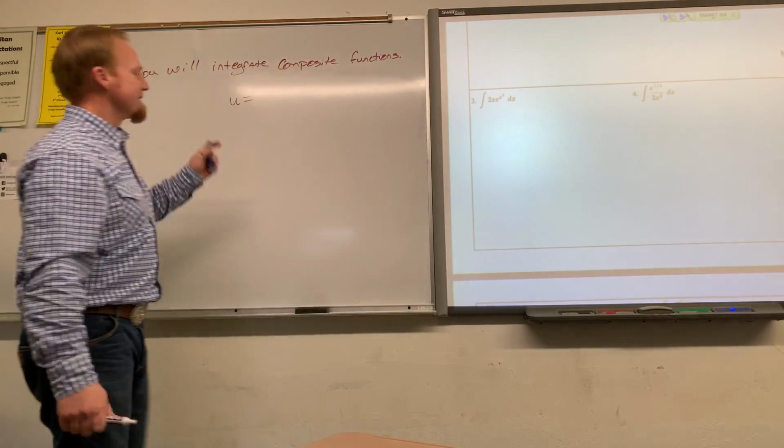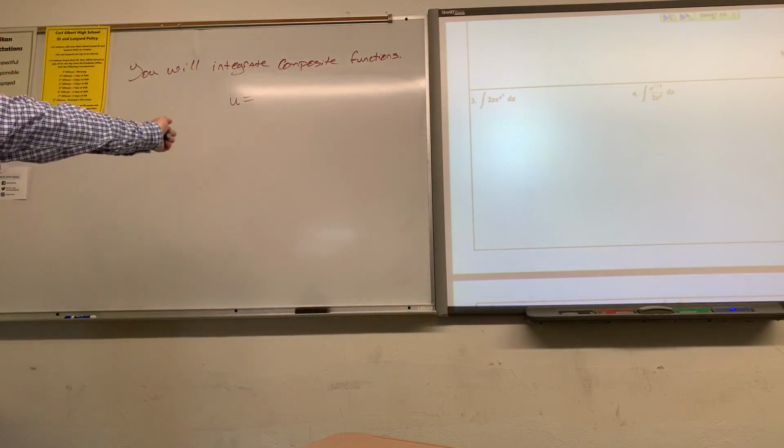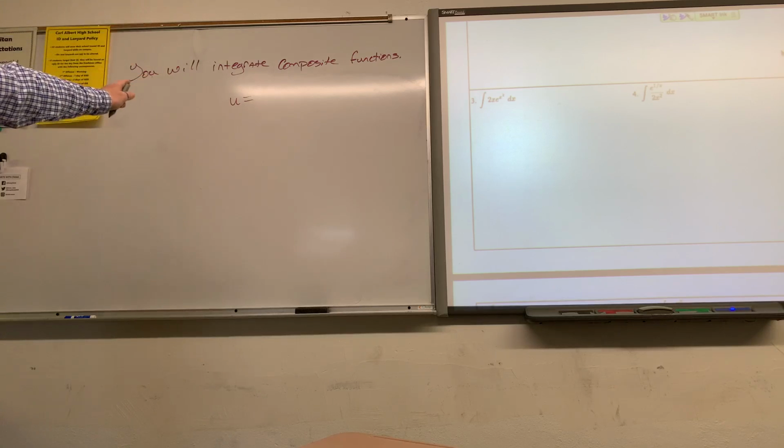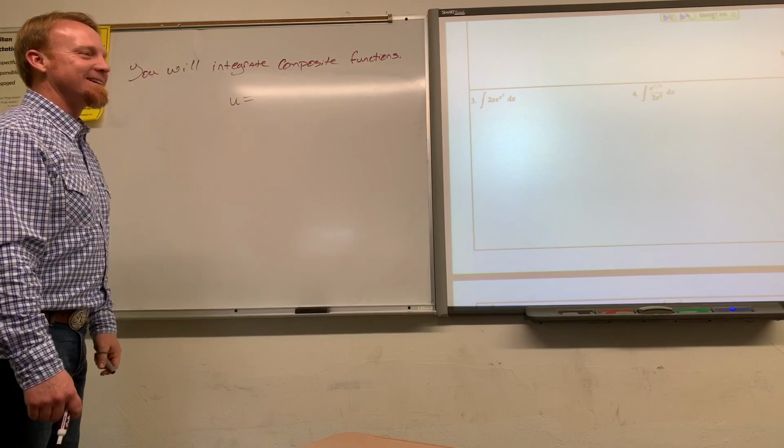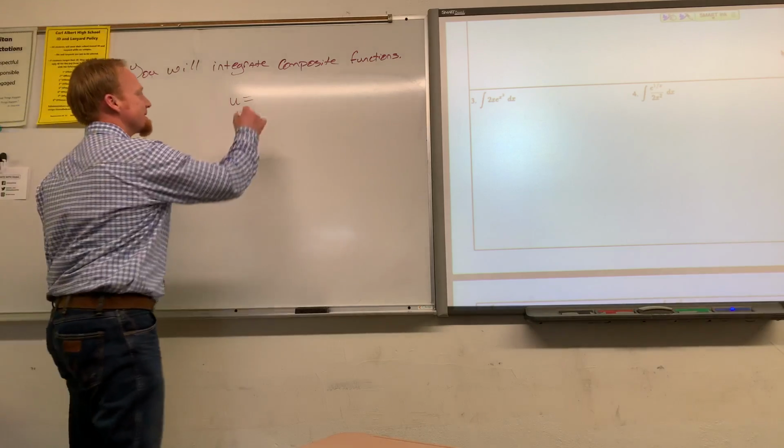All right, Maddie, number 4. What did you get on number 4? 1 over x.